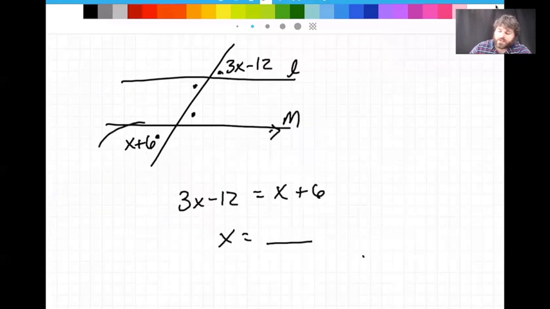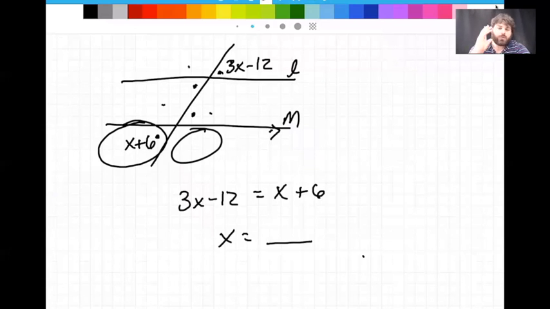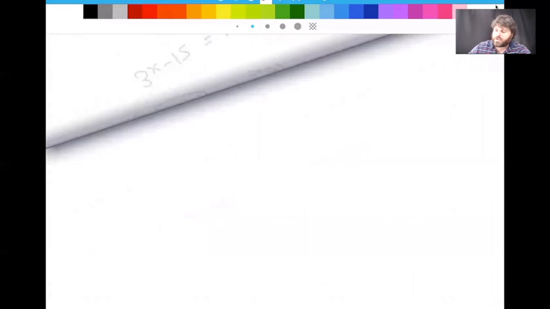Do they ask for what this angle is or what this angle is maybe? Or maybe they just ask for X. But whatever they ask you for, then you use that X to answer the question. They either ask for X or they ask you for the measure of an angle, and you use that X to find the measure of the angle. Now, that's sort of the first case, that they could tell you that the lines are parallel and ask you to solve for something or to figure out some information.